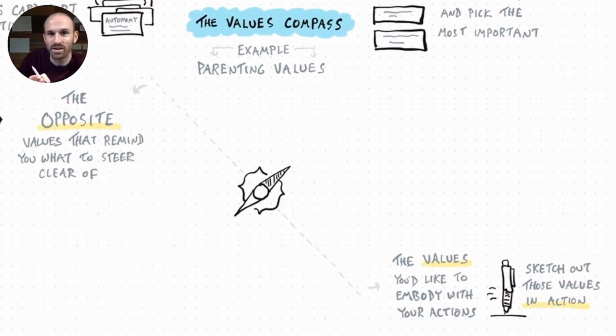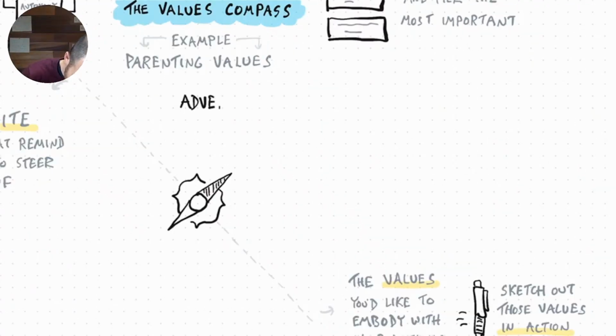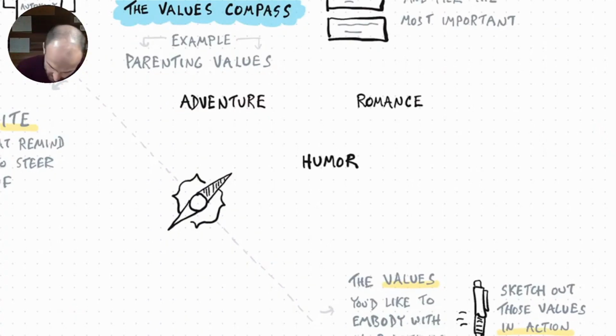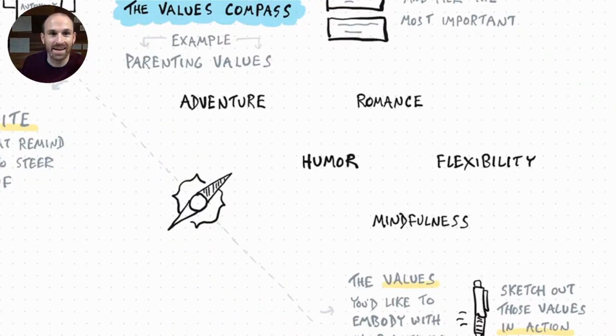I'll list out the joint parenting values that we landed on, and then maybe I'll try to get to at least one sketch of what that value looks like in action. So the 5 that we identified were adventure, romance, humor, flexibility, and mindfulness. And with this, we specifically had in mind the first year of parenthood. Like, what are the values we want to remind ourselves of during this space when we're getting used to being parents, because we're not yet. These are our first kids.